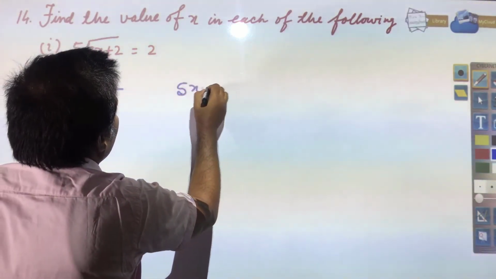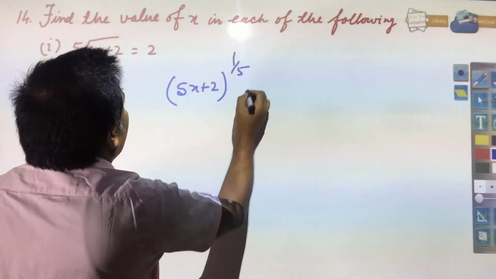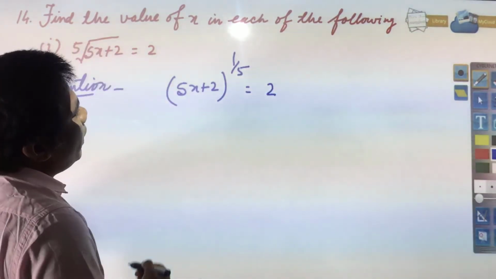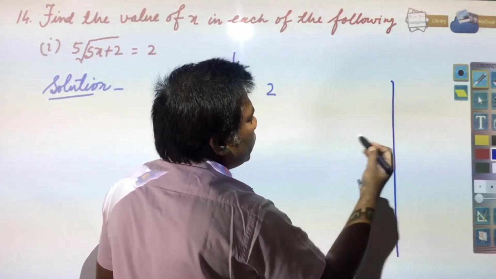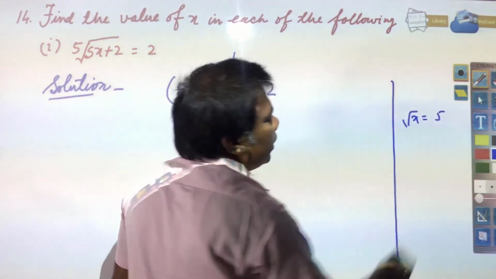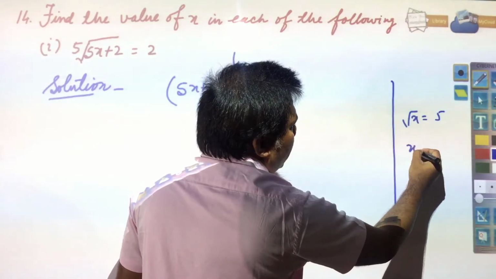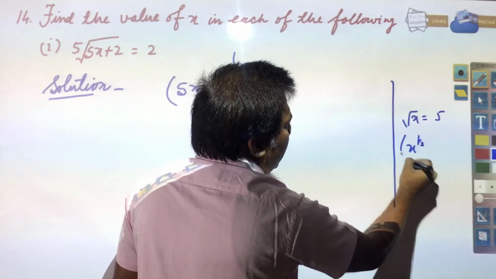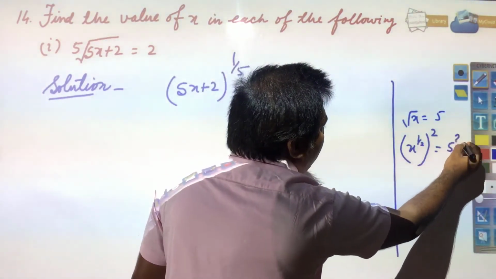5x plus 2 to the power 1 by 5 is equal to 2. So, what we will do here, as I made you understand last day also, if you have a question like root x is equal to 5, then how will you solve it? You will square both sides. So, you will get x to the power 1 by 2, as root x can be written, and to the power 2 we will do, and 5 to the power 2 we will do.